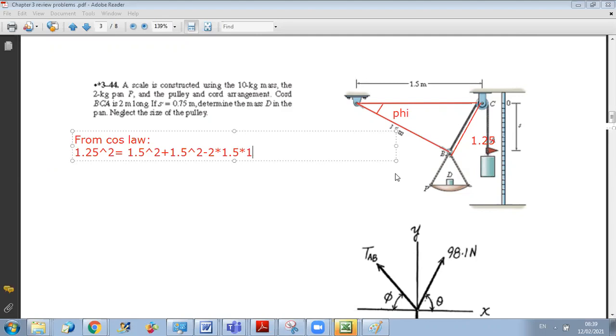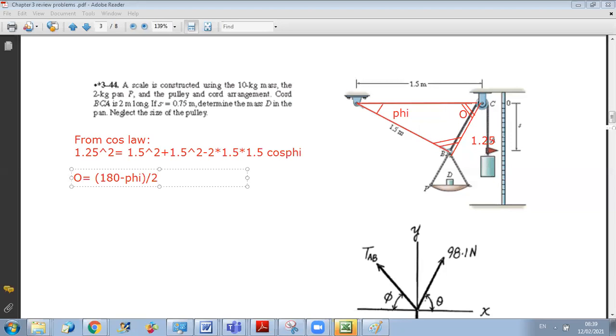So from the cosine law, I can calculate the value of phi. And once I know phi, no need to use sine or cosine to find theta. Why? Because look, this is an isosceles triangle. I have 1.5 and 1.5. So once I find phi, I can easily get theta, because these two angles here are equal to theta. So I can say simply that theta is equal to (180 minus phi) over 2.